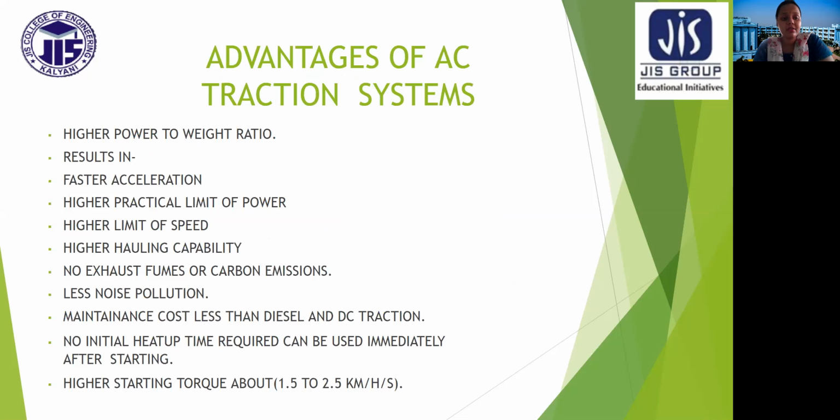Advantages of AC traction system. What are the advantages? Higher power to weight ratio, which results in faster acceleration. Higher practical limit of power, higher limit of speed, higher hauling capability, no exhaust fumes or carbon emission, less noise pollution, maintenance cost less than diesel and DC traction, no initial heat up time required, can be used immediately after starting, and higher starting torque, about 1.5 to 2.5 kilometer per hour per second.